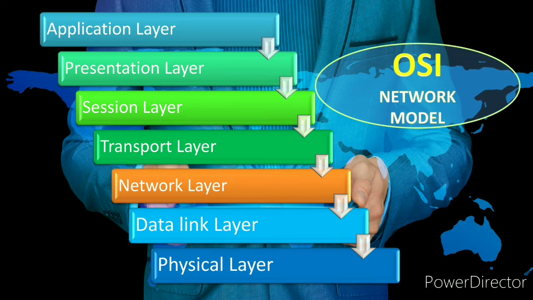OSI model. Now there are 7 layers: application layer, where users are going to interact, presentation, session, transport, network, data link, and physical layer. The physical layer is totally connected with the actual physical movement of data bits. But whenever you are talking about protocols, each and every layer of the OSI model has its own protocol.